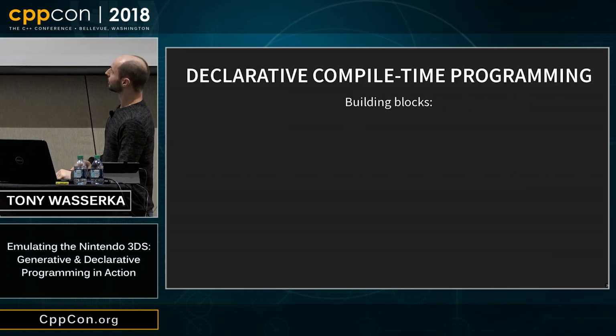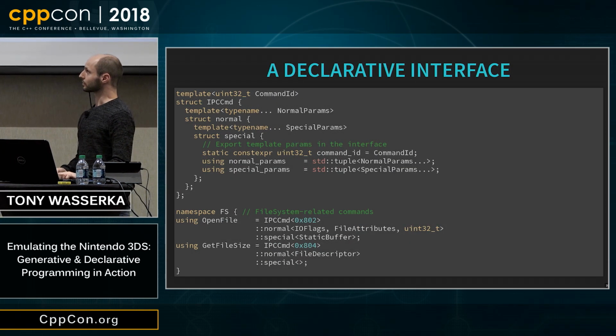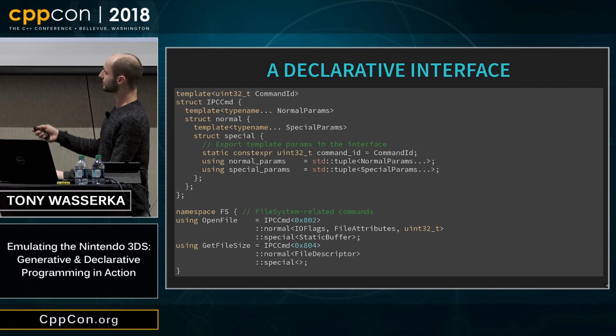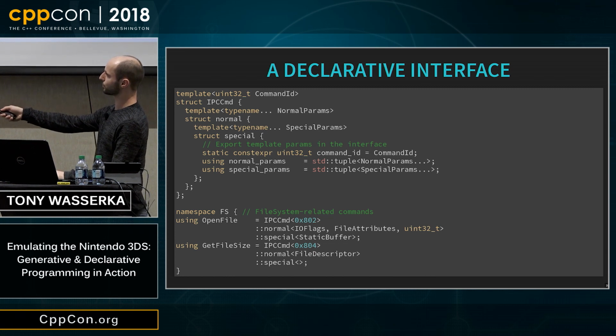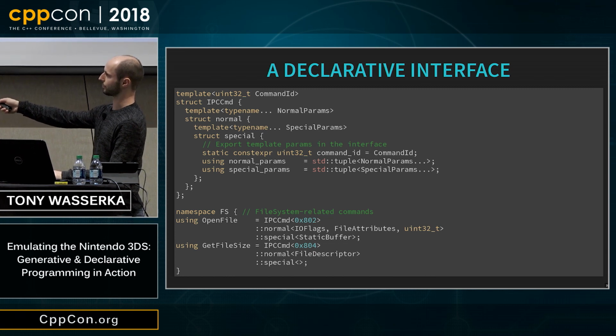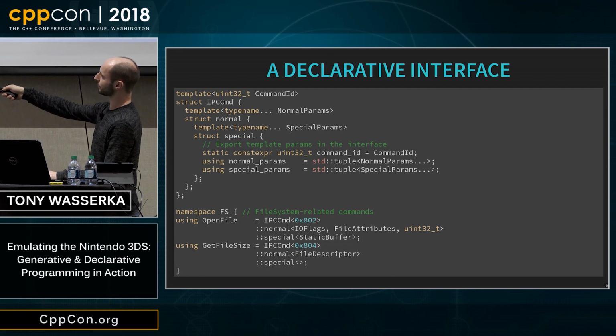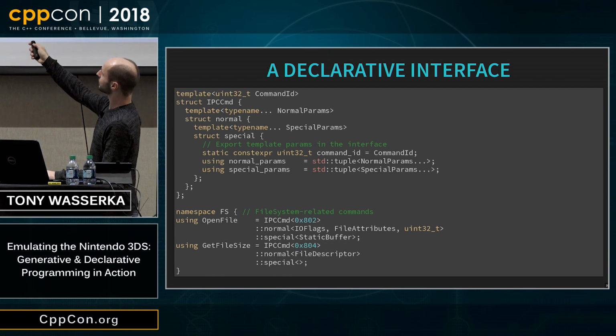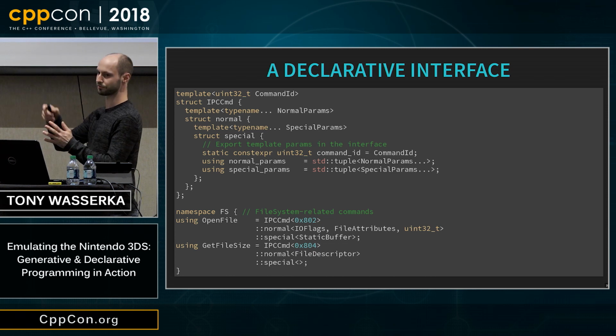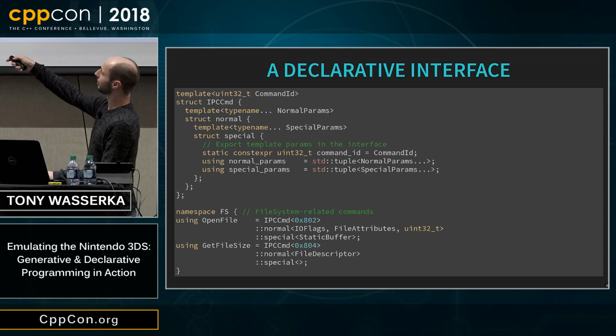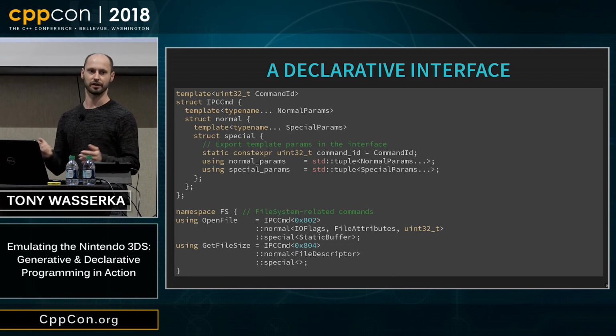And the key here is basically that we have a mapping between these declarative interfaces, these types, and the tuples inside. So if you want to actually get the parameter list from this type definition, you just use open file normal params, and you will get the thing.